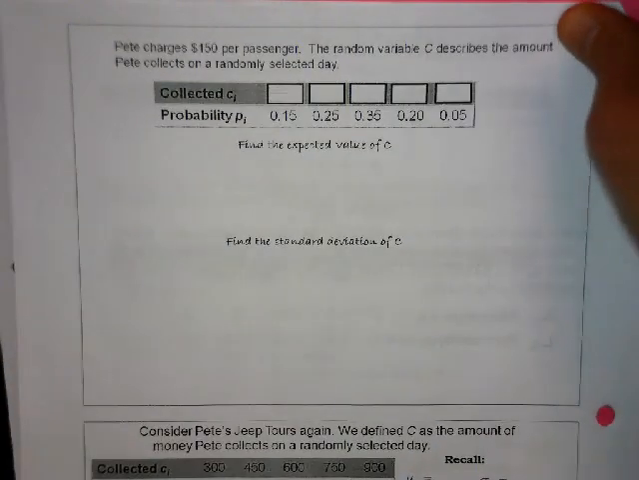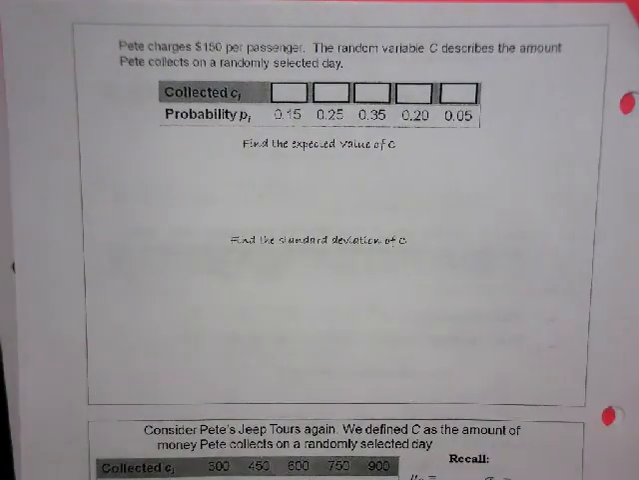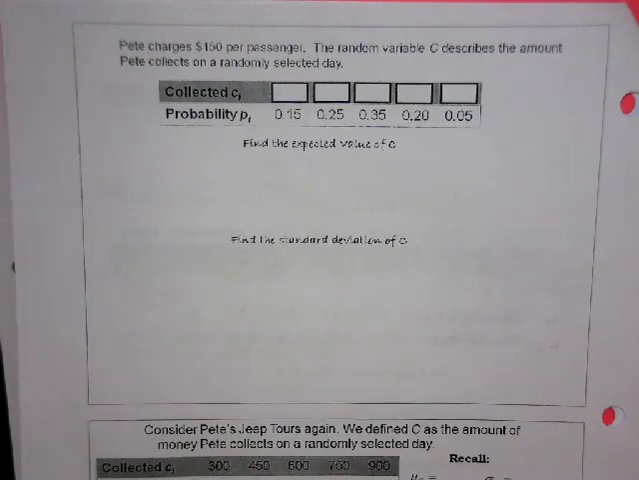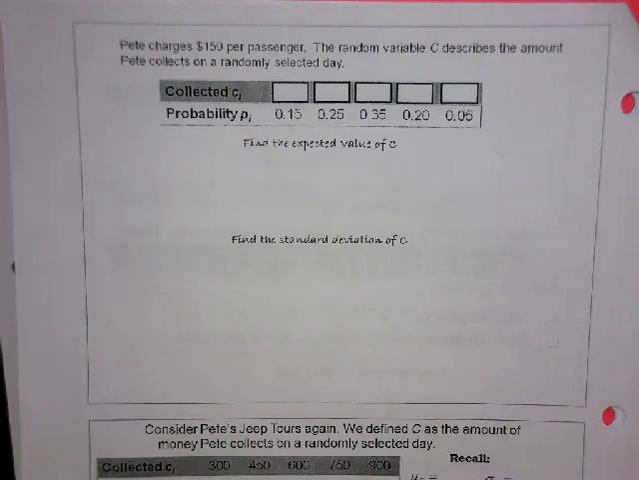So today we're going to keep working with our discrete random variables, but we're going to do some transformations to them. The first transformation is that Pete charges $150 per passenger. So we're going to define the random variable C as the amount Pete collects on a randomly selected day. If he has 2 passengers, how much money is he going to collect?